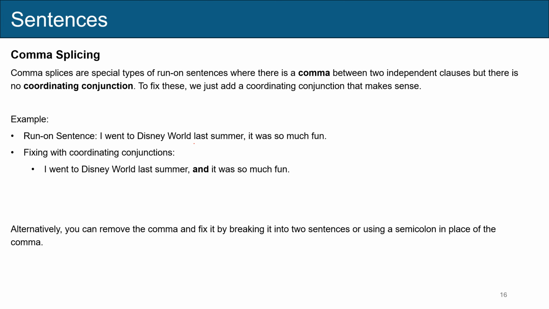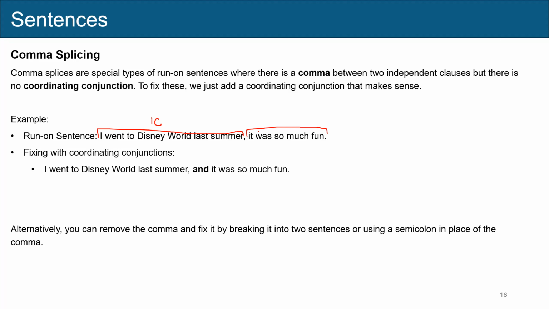Another common issue in writing is what's called comma splicing. Comma splicing is any sort of issue where a comma is misused, specifically when we are just putting a comma between two independent clauses, but we're not putting in one of those fanboy words. So if I said, I went to Disney World last summer, it was so much fun.